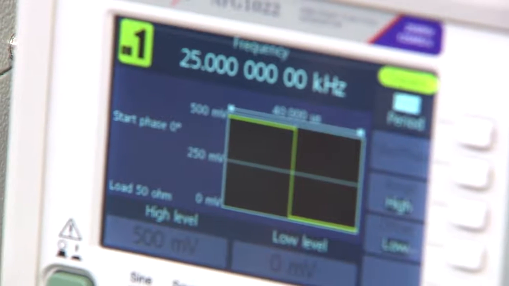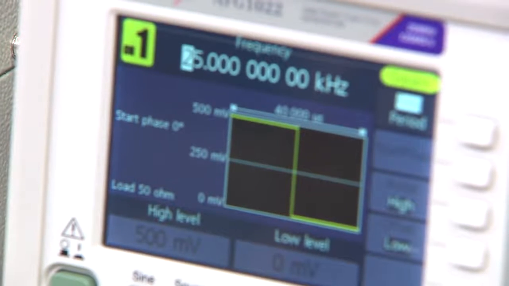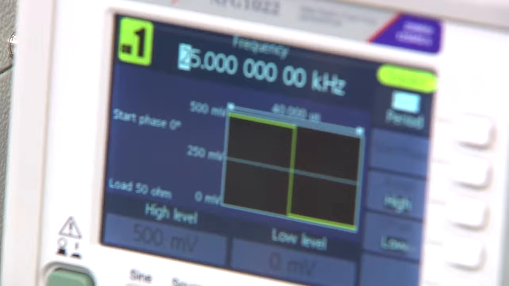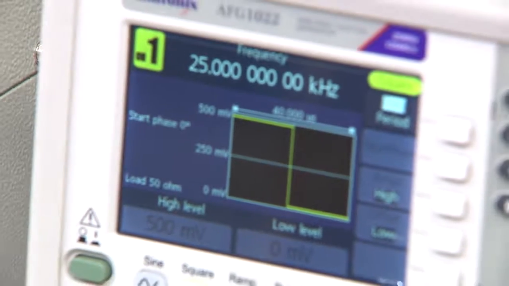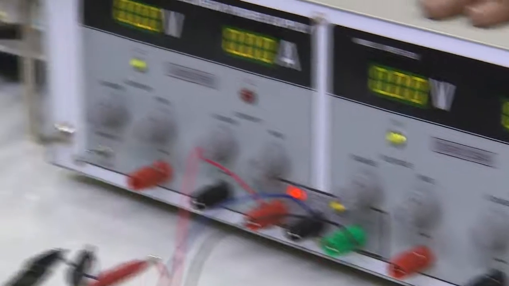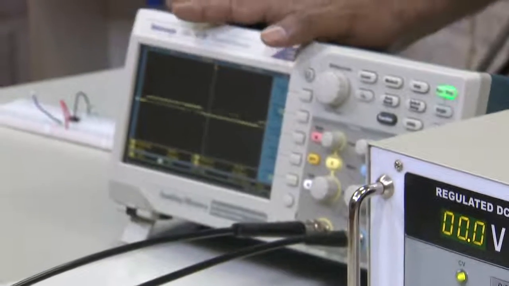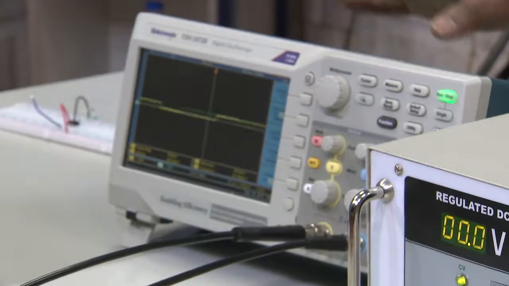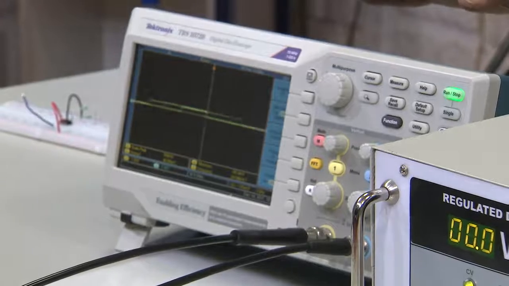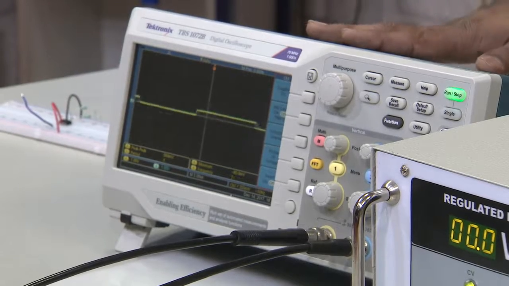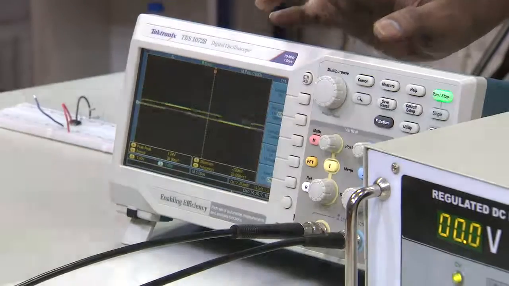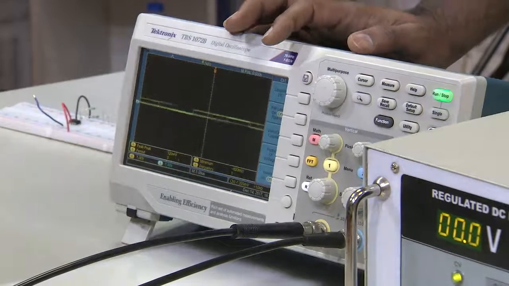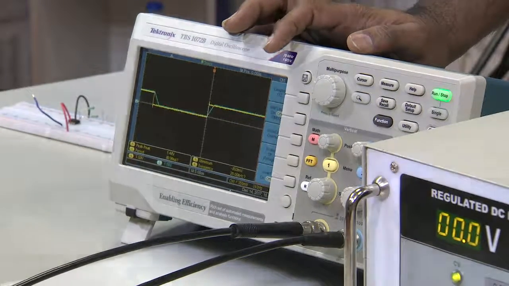Now you have to understand what the output voltage is, and what is changing the output voltage and the time. You can do that with the help of the oscilloscope. The oscilloscope is right here, and you can see the output voltage and the change in output voltage with respect to time. Yes, now we can see.